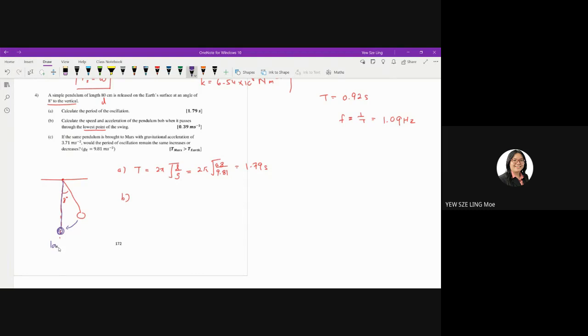So at the lowest point, what happens here is we have maximum kinetic energy. So KEmax means that we have a Vmax. So what is the equation for Vmax? Vmax equals A omega. Now, omega is not an issue, because we already have the period in questions A. But the question is how to determine the amplitude.